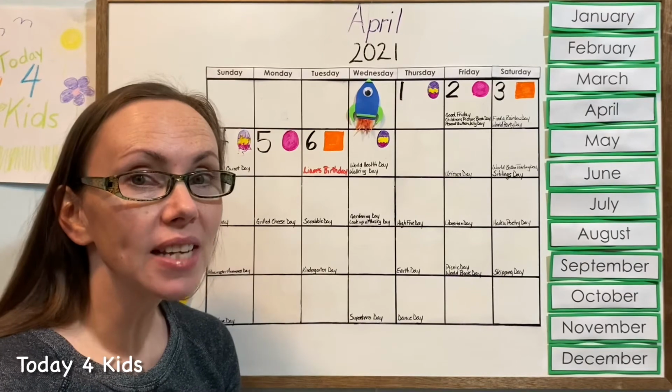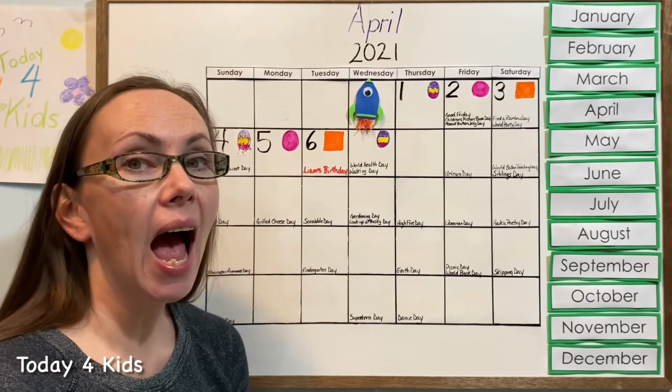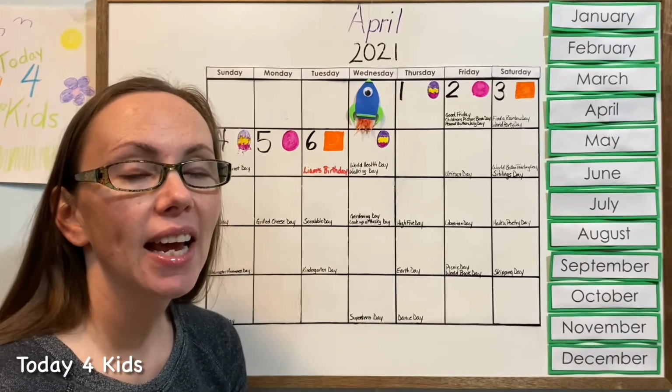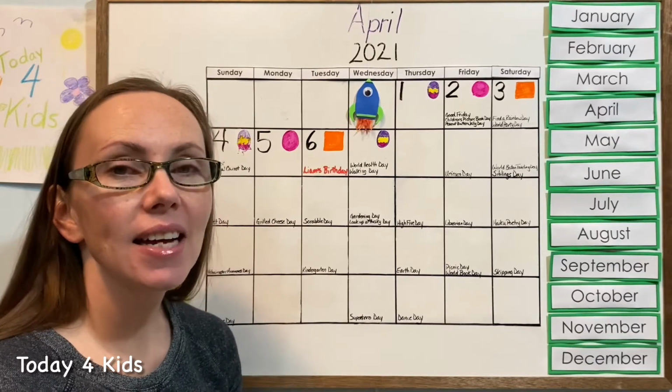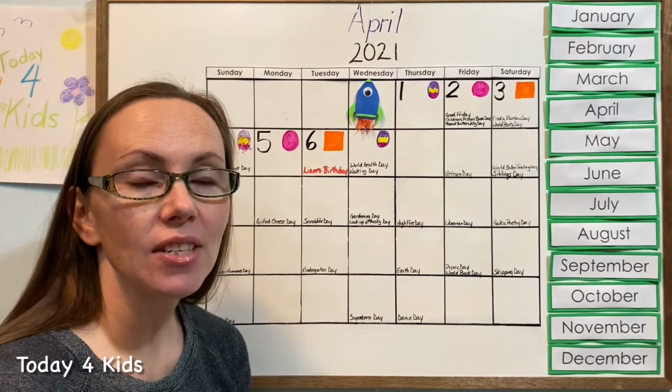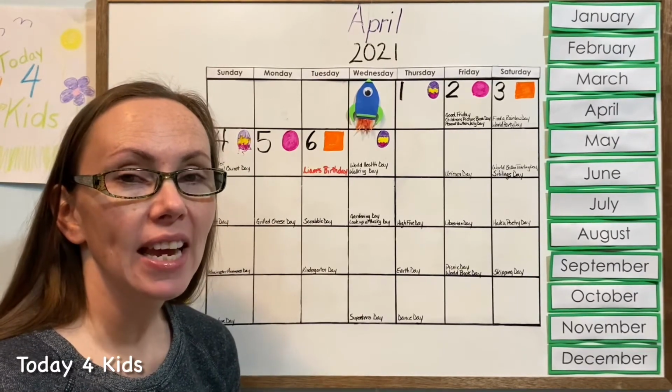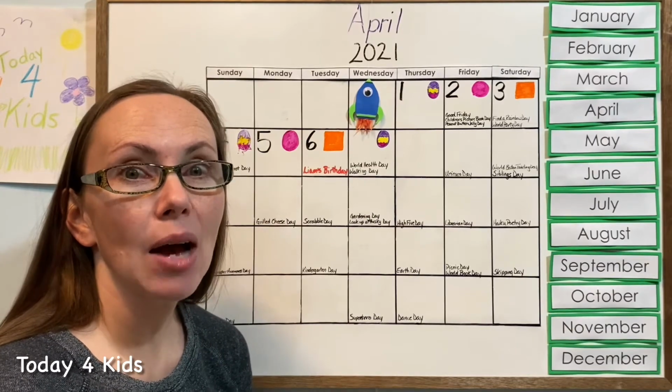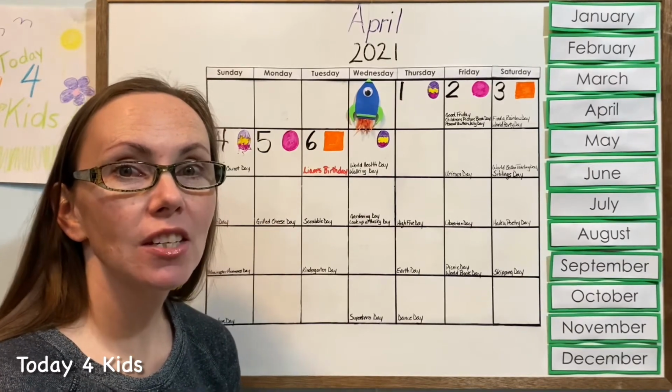And the other sound that an A makes is ah. Can you try that? Ah. Excellent. And that is a soft sound. And the soft sound for A is for words like apple. Can you say apple? Good job.